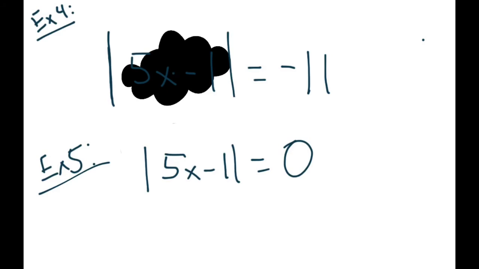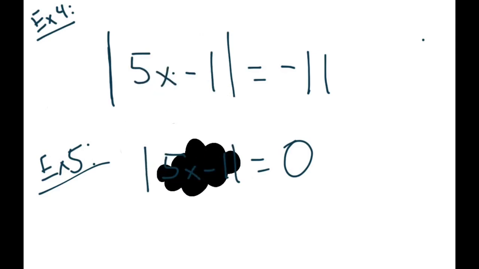So you would do the same thing. Imagine covering up the inside. So say blob, absolute value of blob equals 0. So the distance has to be 0. So that means it's just going to be equal to 0. So this one's only going to have one answer.